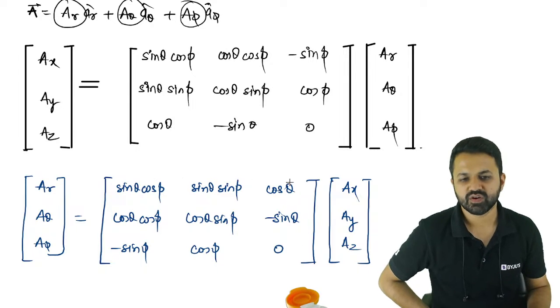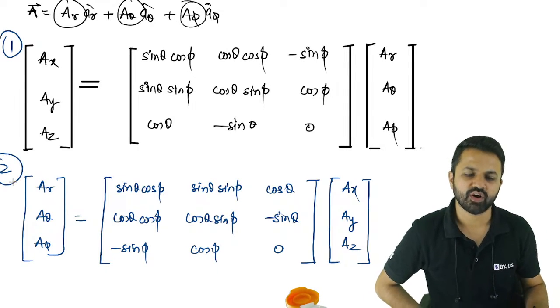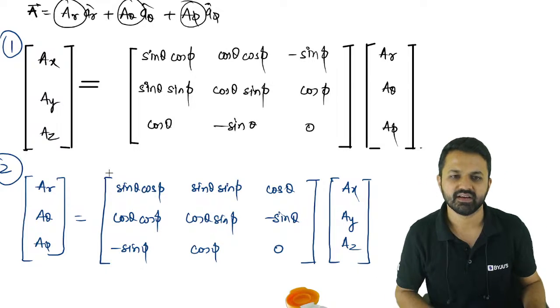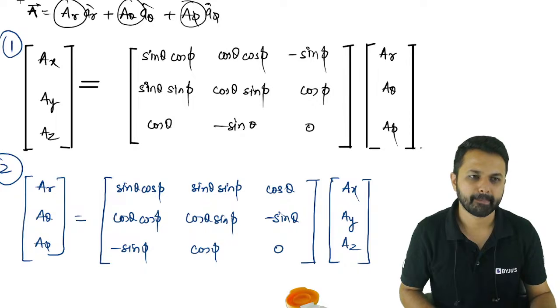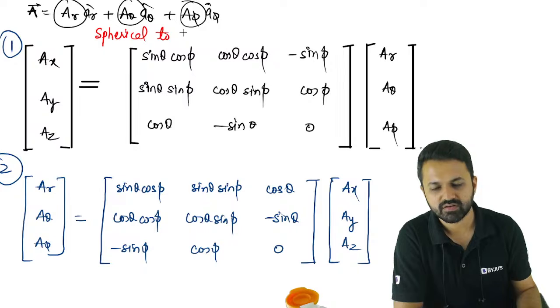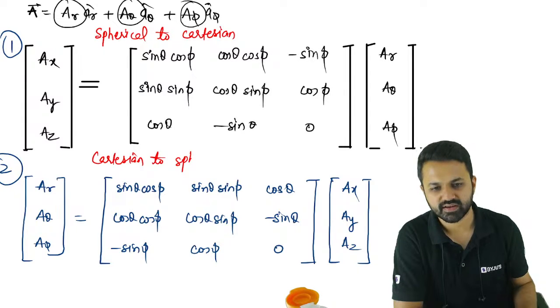Okay, so in this way you can convert a vector from one coordinate system, that is the spherical to Cartesian or Cartesian to spherical. Clear? This is nothing but spherical to Cartesian, and this is Cartesian to spherical.